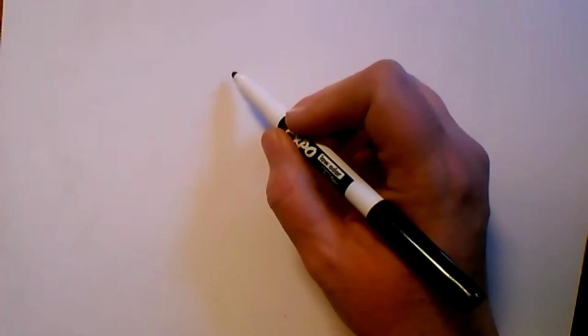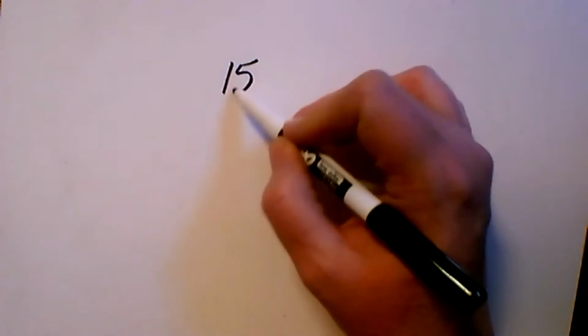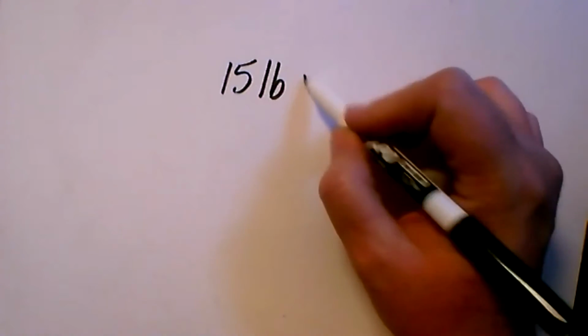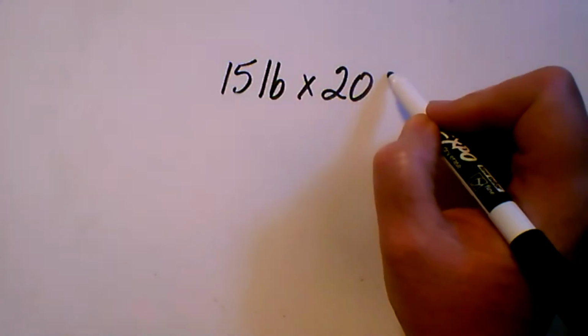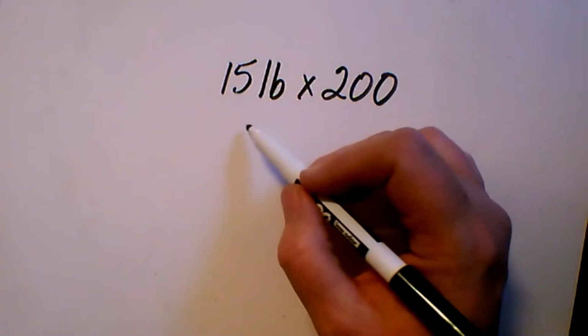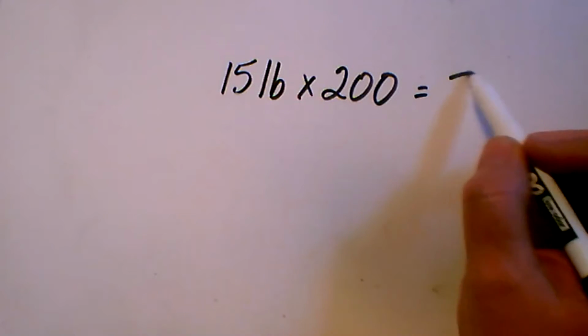Let's look at both of the problems on this worksheet. So Ryan has a bicycle that weighs 15 pounds and his car weighs 200 times that much. How many pounds does his car weigh? All right, so we have 15 pounds times 200, and that gives us 3,000 pounds.